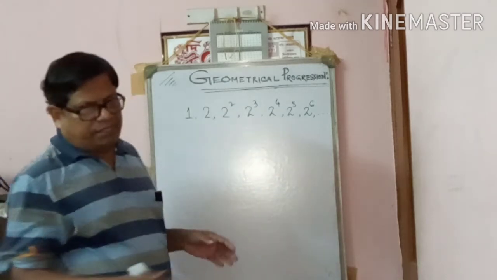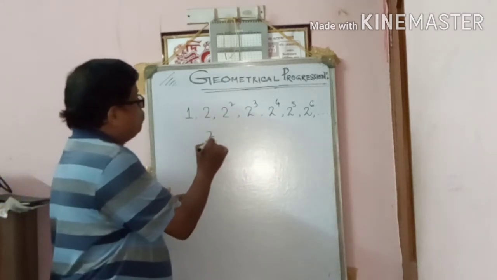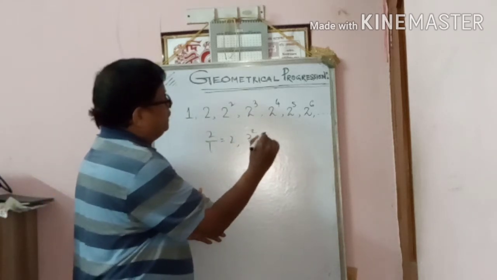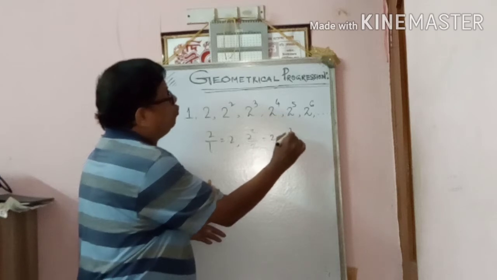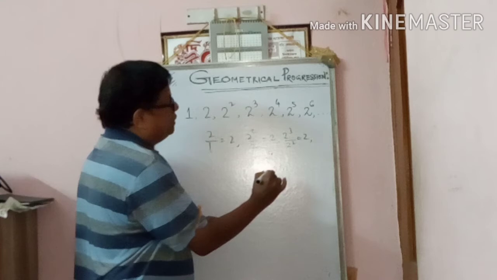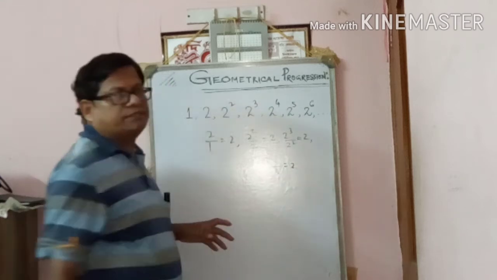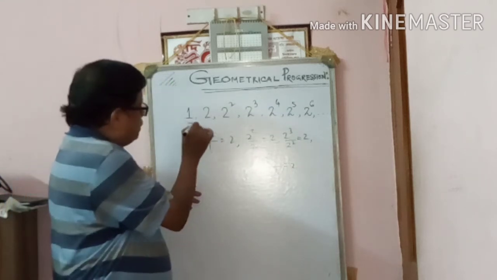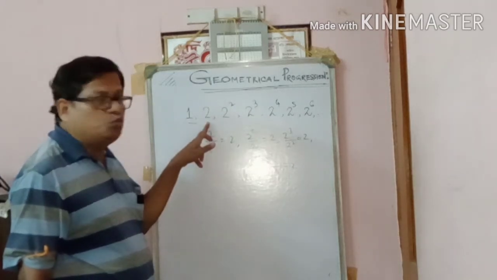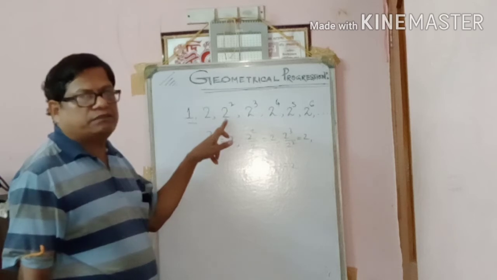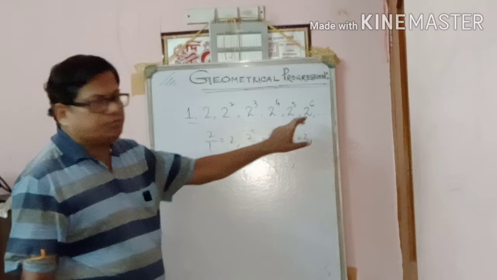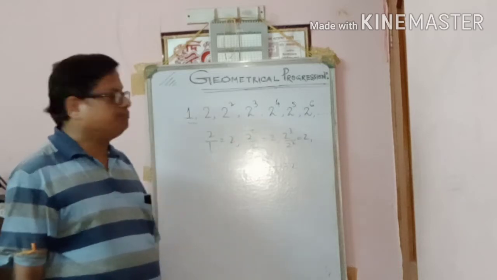Now look here. If you divide, suppose 2 by 1, that is 2. Okay, 2 square by 2, that is 4 by 2, 2. 2 cube by 2 square, that is also 2. 2 to the power 4 by 2 cube, also 2. It's like that. Suppose this is T1, first term, this is second term T2, this is T3, third term, this is fourth term, fifth term, sixth term, like that.